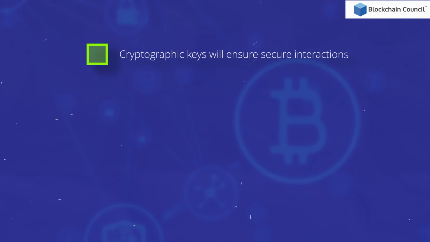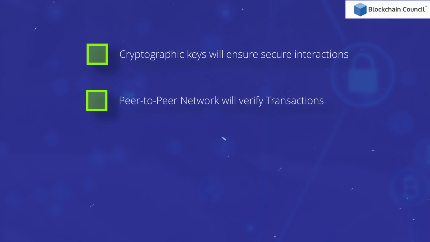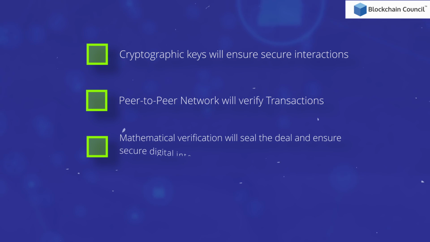But how does blockchain work? It will work as a fusion of three elements. Cryptographic keys will ensure secure interactions. Then the peer-to-peer network will verify transactions. Finally, mathematical verifications will seal the deal and ensure secure digital interactions.